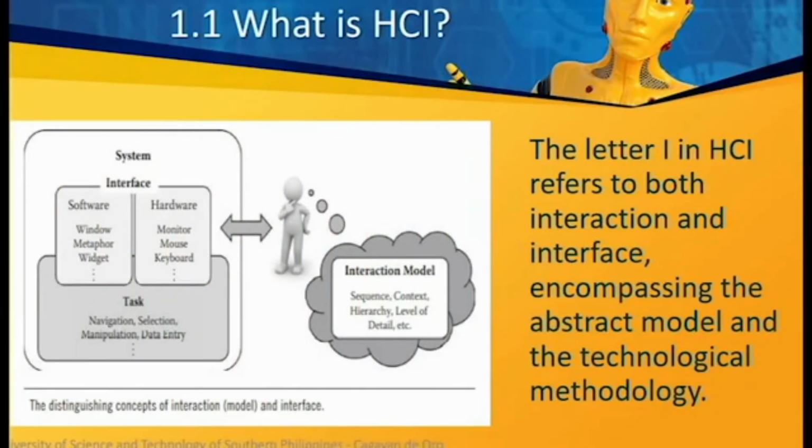Here, the letter I in HCI refers to both interaction and interface, encompassing the abstract model and technological methodology. As you can see in the figure, it surrounds the interaction and the interfaces. For example, if you're trying to work with Microsoft Word, you need the interface. For interface software, you need Microsoft Word to work on. For your communication to be translated to the interface, you also need the hardware, like a mouse and a keyboard, for you to interact with the interface. Those are the tools for data entry, manipulation, navigation, and others. That is the concept behind this figure. The letter I in HCI refers to both interaction and the interface.